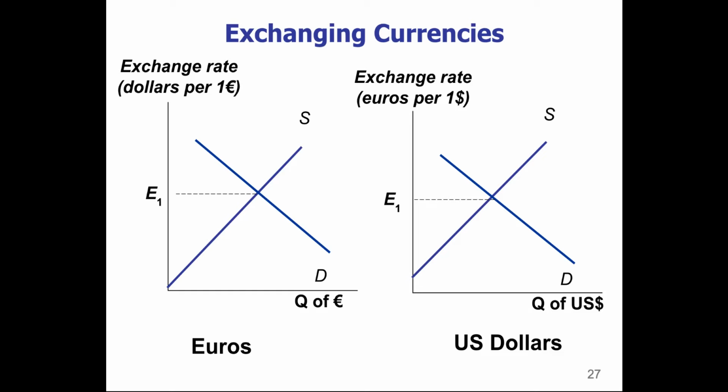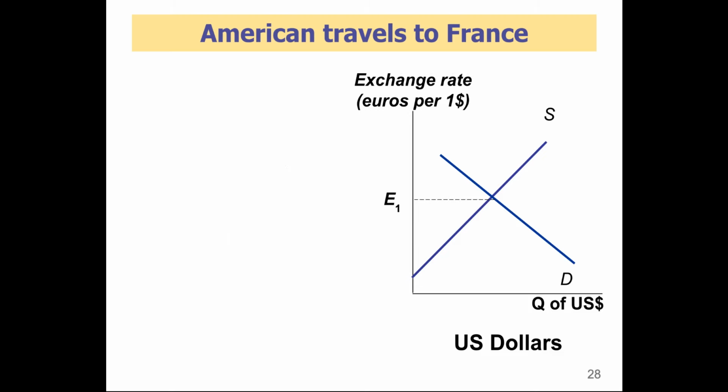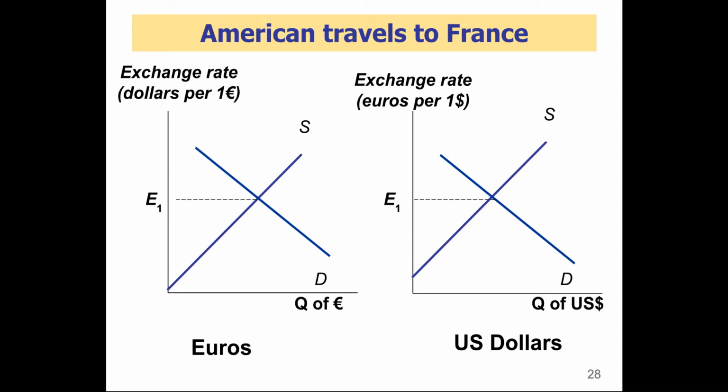So if we have somebody traveling, let's say that we're going to have an American travel to France. Well, if an American decides to go to France, they're going to have to convert some of their dollars into euros. So you're going to go into an exchange bank and you're going to give up some of your dollars and you're going to demand or buy euros. When the demand for euros rises, the exchange rate for the euros will also rise, causing the euro to appreciate or go up in price.